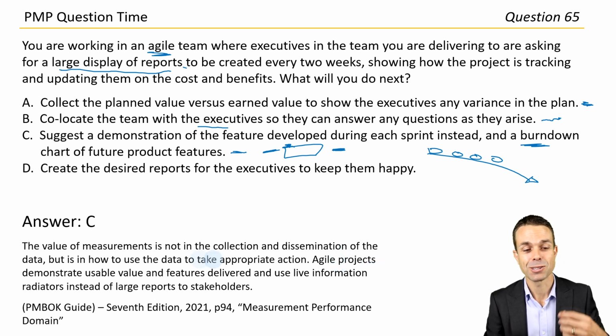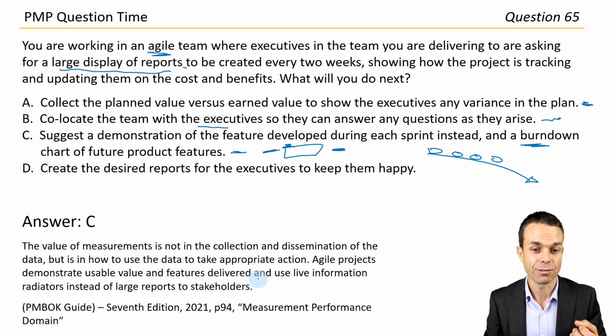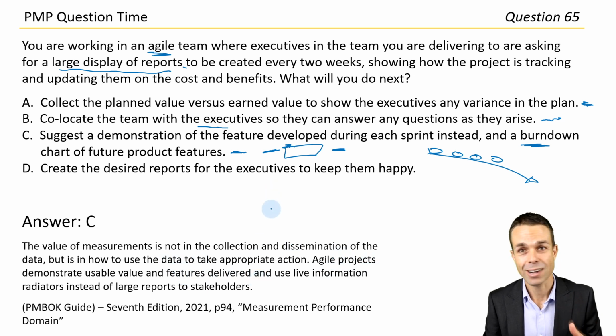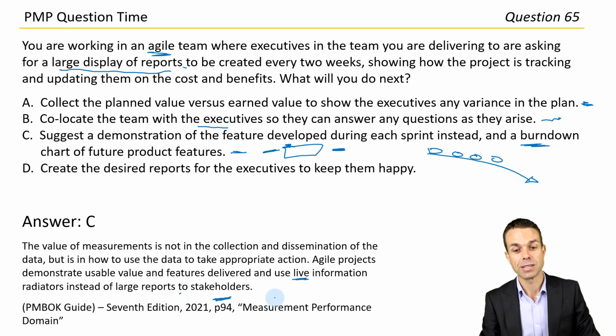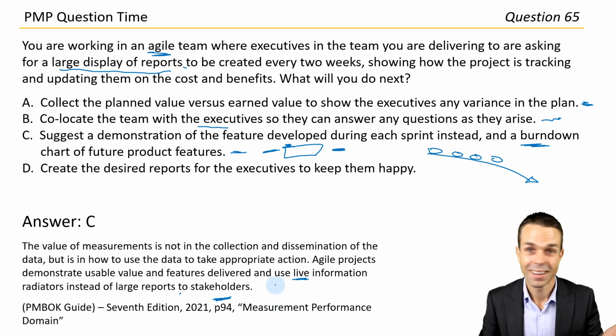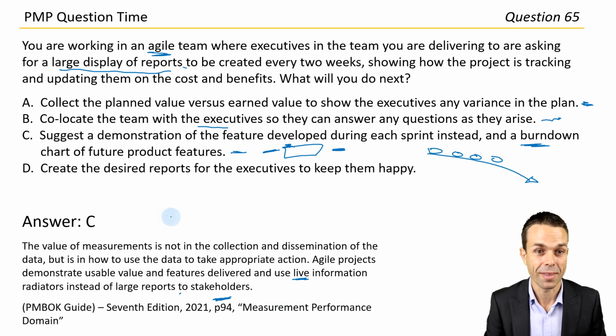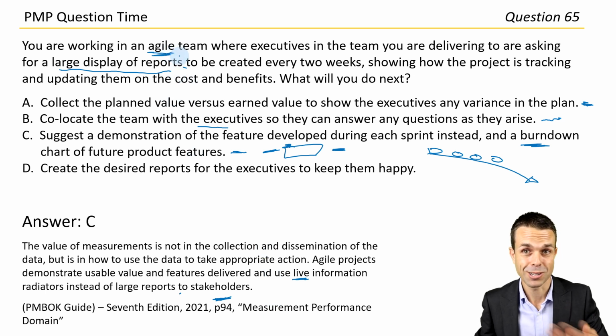Agile projects demonstrate value and features delivered. So we're demonstrating the actual item itself, the real customer value. And we use live information radiators instead of large reports to stakeholders. Page 94 under Measurement Performance Domain. And that's again, PMBOK Guide 7th edition, it's right there. Very Agile centric. So now, as you can see, we're starting to get a lot more Agile questions there.